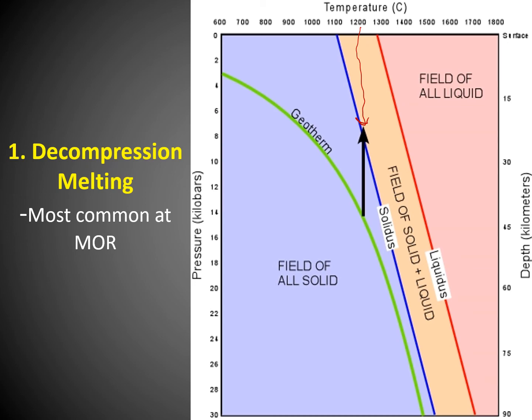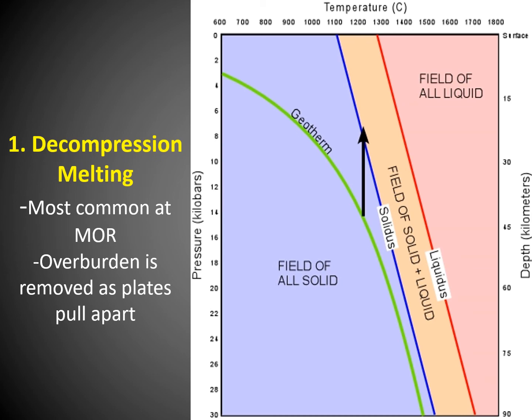So this is a real common mechanism for producing melt at mid-ocean ridges, because what happens at mid-ocean ridges is the crust separates, right? And as the crust separates, that crust thins out and you have less material sitting over part of your mantle. Can you think of any other way to reduce pressure? Besides plate tectonics?